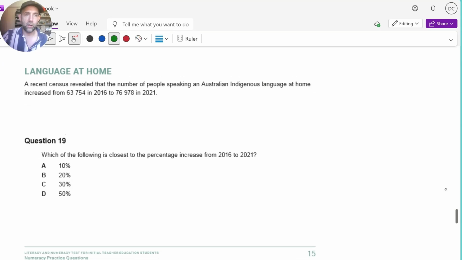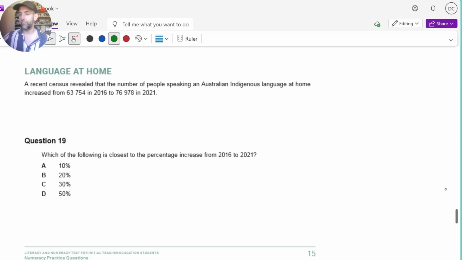Question 19 is regarding language at home. So we have a recent census revealed that the number of people speaking an Australian Indigenous language at home had increased from 63,754 in 2016 to 76,978 in 2021. And we want to find the closest percentage increase, kind of also like a percentage change from 2016 to 2021.